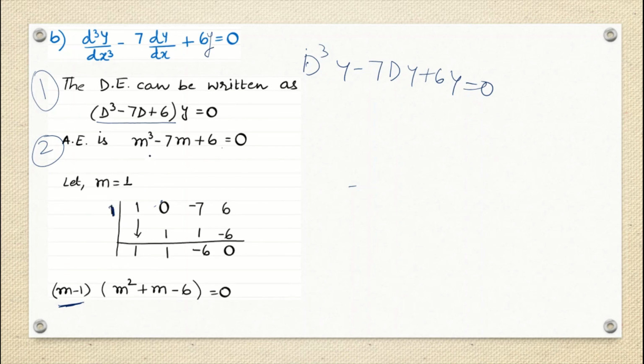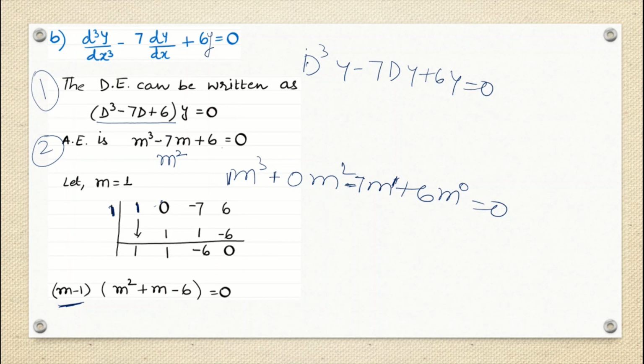Now I have to write the coefficients of this AE. So the coefficient of m cube is 1. Now you see that you don't have any term which is m square. If you don't have m square, you can't just ignore it. This m square is not present because the coefficient of m square is 0. The very general form is m cube plus 0 into m square, then minus 7 into m to the power 1, plus 6 into m to the power 0 equals 0. So the m cube coefficient is 1, m square coefficient is 0, m to the power 1 coefficient is minus 7, and m to the power 0 coefficient is 6. So that way you have written down. If some term is missing, you have to put 0 for that coefficient.